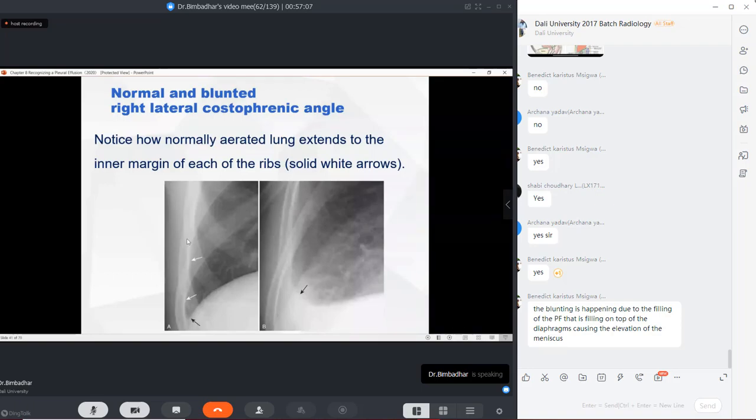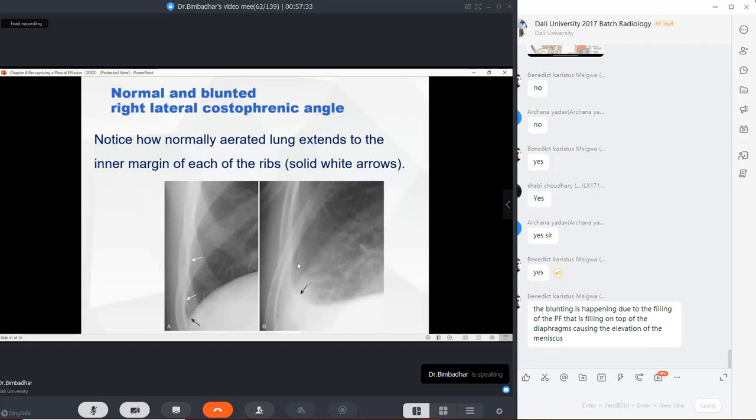Okay, not minute. Minute is different from minimal. Minute should be less than 75 ml. Minimal means 75 ml to 300 ml. So they can be visualized as a meniscus, which will usually cause the blunting of the costophrenic angle.